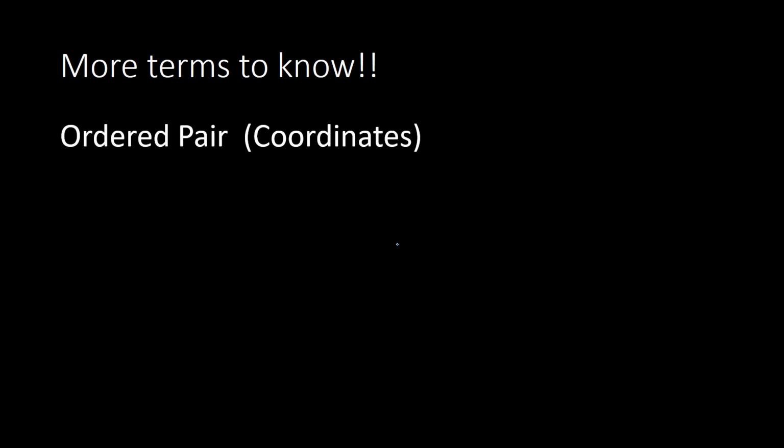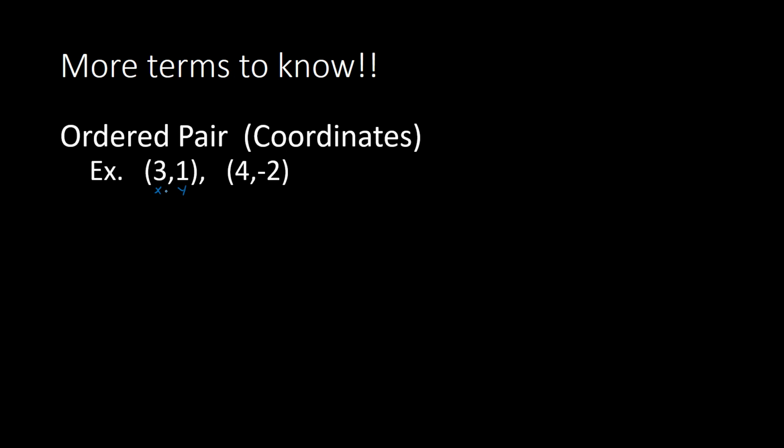Some more terms to know. You have the term ordered pair, or another name for that would be coordinates. An example would be something like this. You have in parentheses 3, 1, or it could be 4, -2. It is an ordered pair where you have two numbers next to each other. The first number is going to be your x value, and then your second number is going to be your y value.